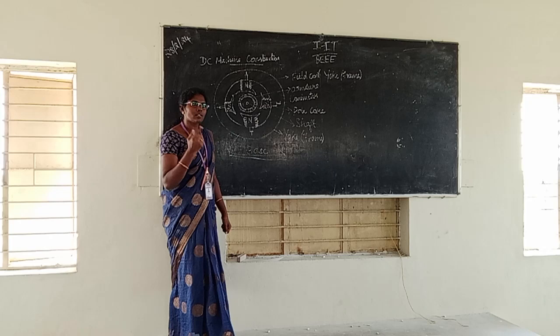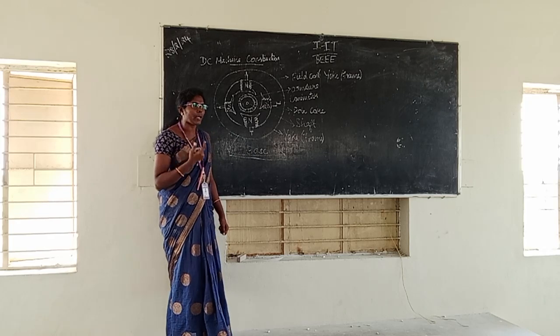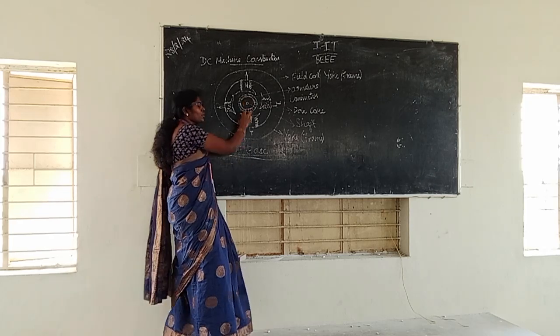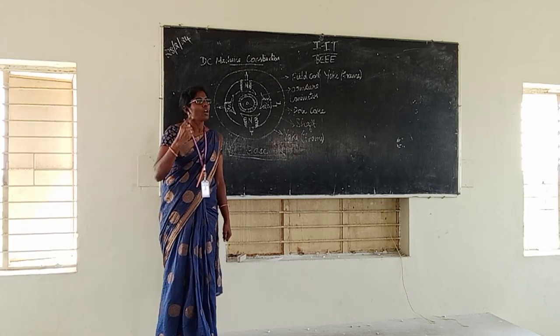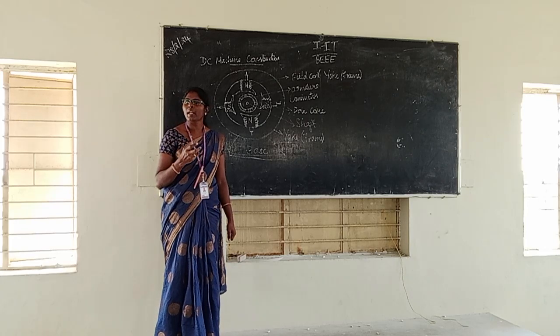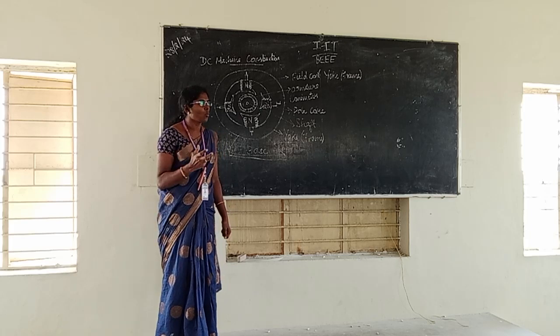That coil is what? It's a winding. It's made up of copper wires. Okay. This armature core will have an armature conductor which is wound with a copper wire, and that is said to be the armature windings.